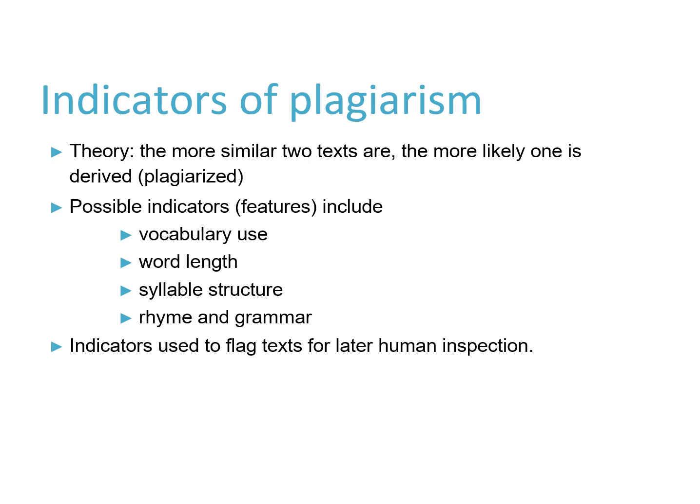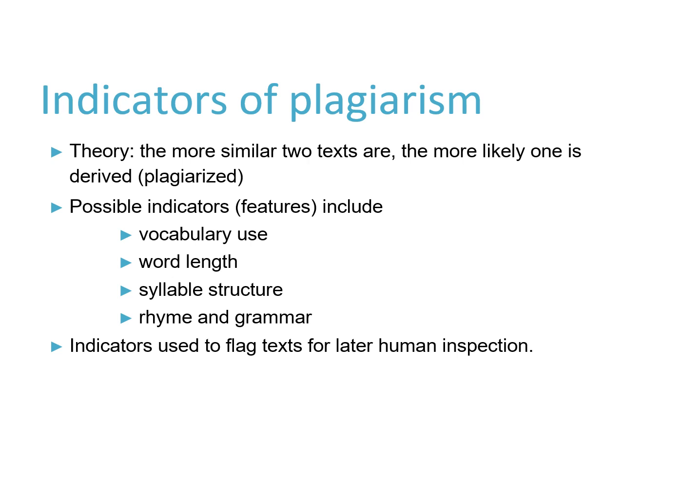This is where we get more into the probability method, which I mentioned earlier. The theory when it comes to detecting plagiarism is that the more similar two texts are, the more likely that one is plagiarized or derived from the other. Some possible indicators include vocabulary use, word length, syllable structure, rhyme and grammar, and so much more. Indicators are used as red flags for later human inspection because this isn't a foolproof method.